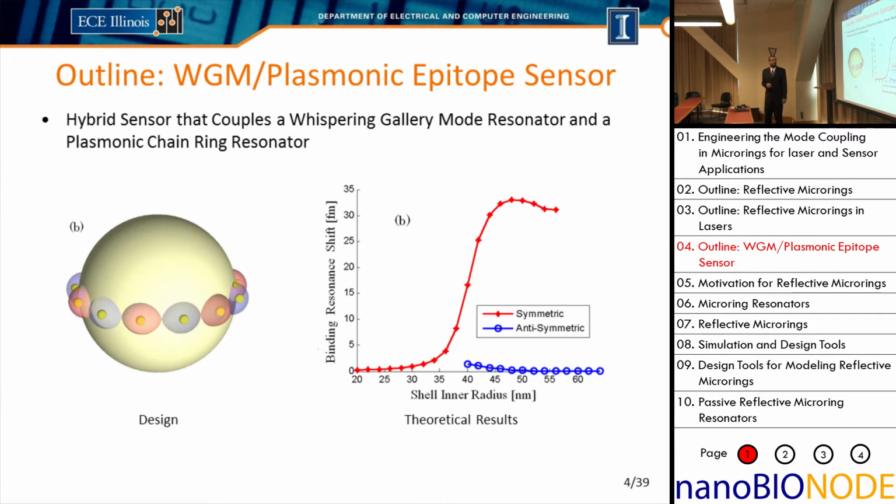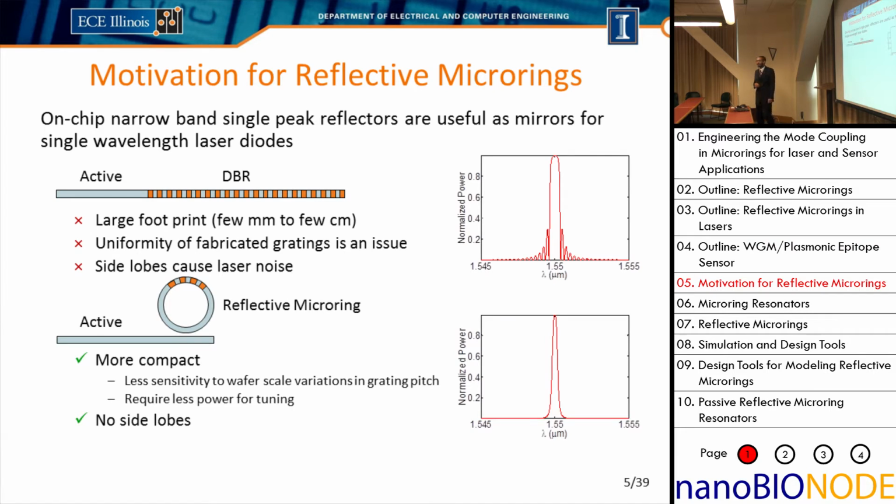And based on the design of the dimensions of the epitopes relative to the design of the whispering gallery mode, we can engineer coupling between the isolated microring resonator formed by the whispering gallery mode and the plasmonic chain ring resonator formed by these epitopes. And we'll show that based on the device dimensions, we essentially get something like a mode anti-crossing or a band anti-crossing, where we generate the symmetric and anti-symmetric modes. And in this very small variation in the radius, we can get significant changes in the resonance shift due to binding events.